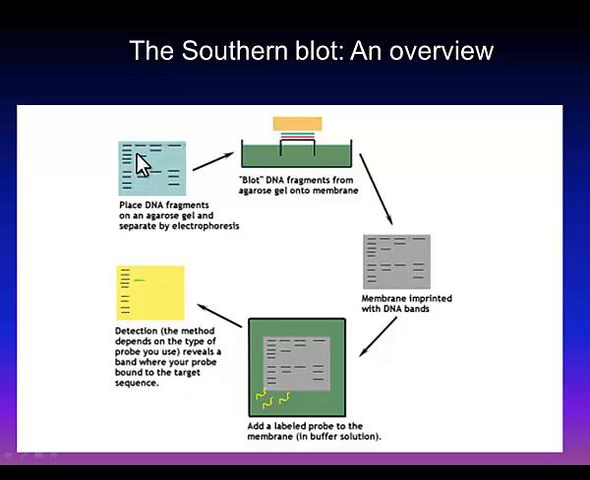So this is the first step in a Southern blot: to generate these DNA fragments and to run them on a gel. The DNA fragments are generated by using a procedure called a restriction enzyme digest.